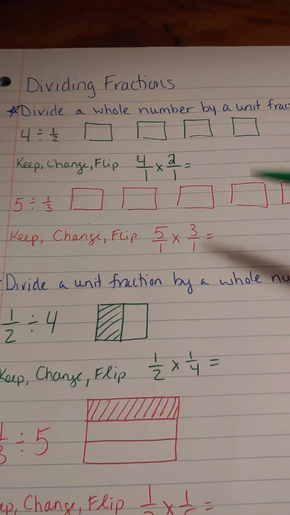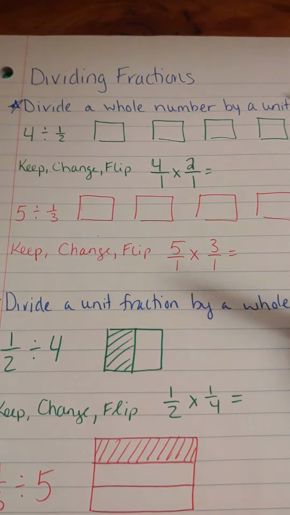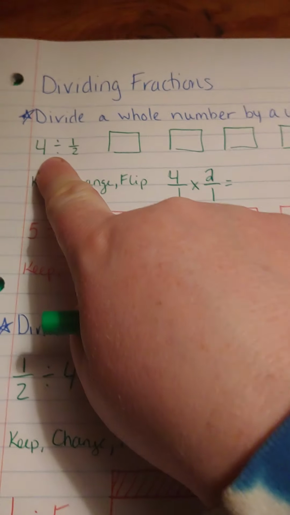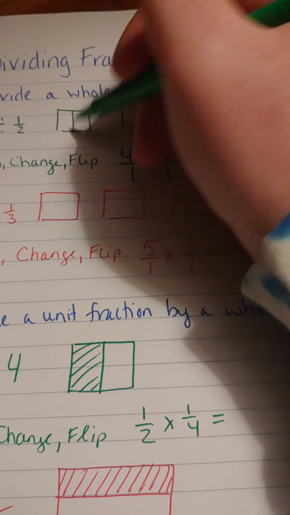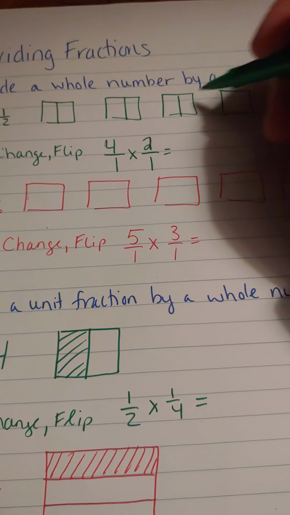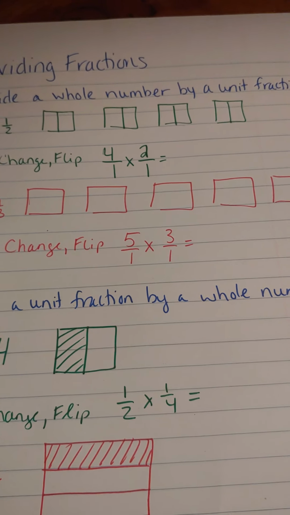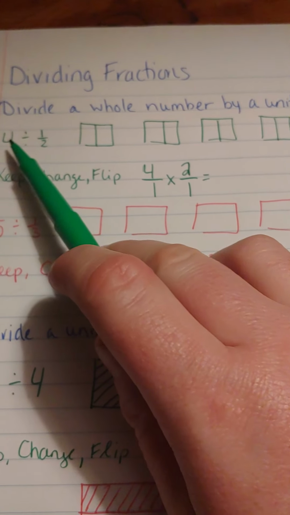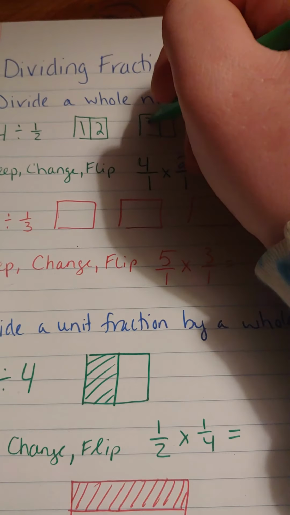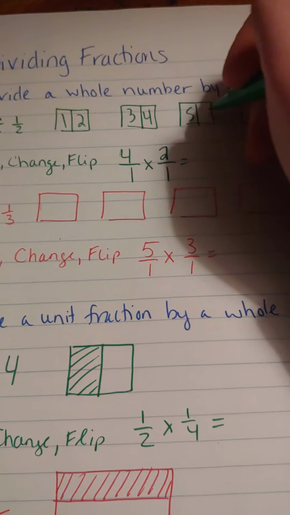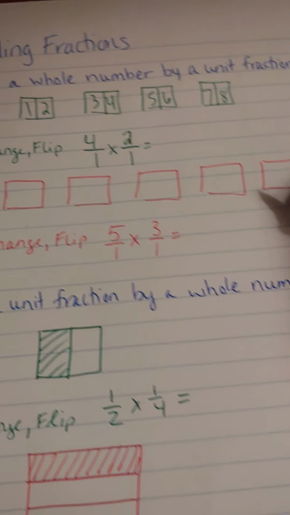So the first example I have for you is we're going to be dividing 4 divided by a half. So we're going to take our 4 wholes here, 1, 2, 3, 4, and we're dividing them in half. And pretty much the way you figure this out is you're going to count the number of halves you end up with. So this is 4 divided into groups of a half. So we have 1, 2, 3, 4, 5, 6, 7, and 8. So our answer is 8.